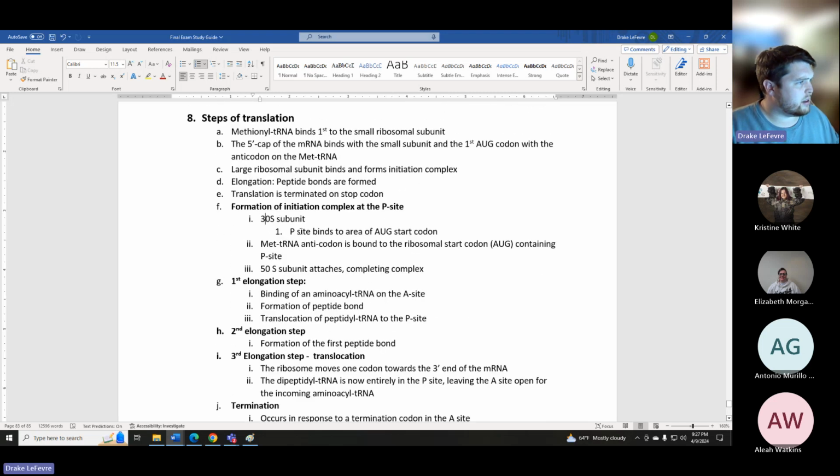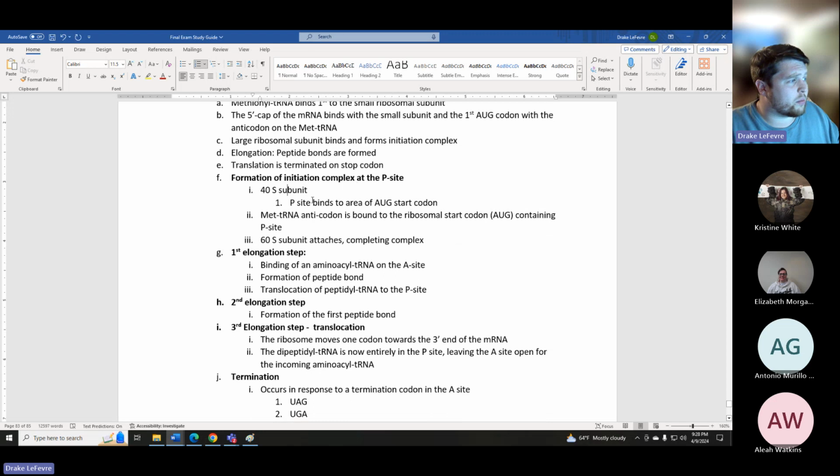I think in his stuff he uses 40S and 60S, 30S, 50S, 40S, and 60S. It's the same thing. It's fine. Again, this is just the whole process.